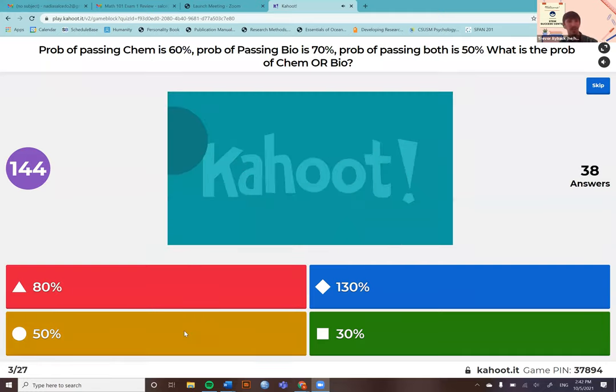Think, what are the key words here and what do we do with the key words? What formula do we use? What's going on here?